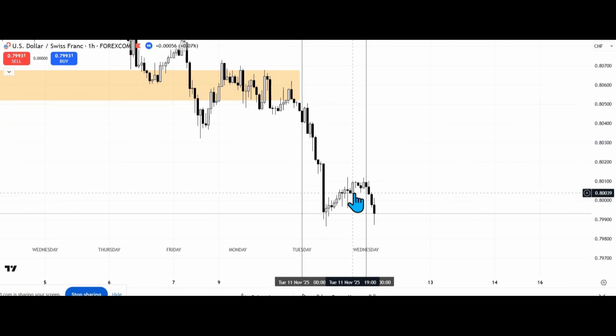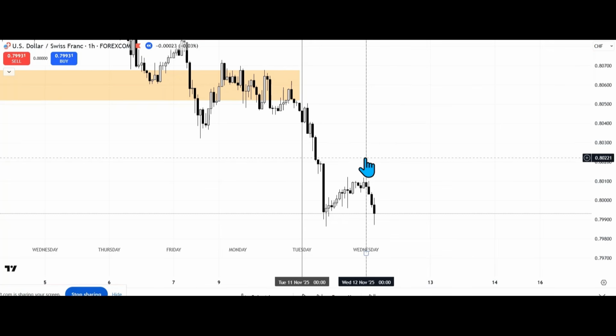So by the time you come to your charts on Wednesday, Tuesday has already given us a liquidity sweep, a market structure shift, and we even got the expansion lower. So in this case, price has already expanded away from our daily PDRA. So it means on Wednesday, we're just looking for continuation.